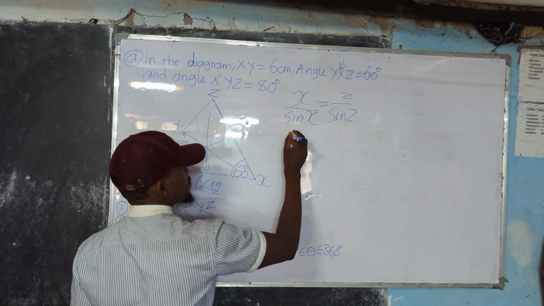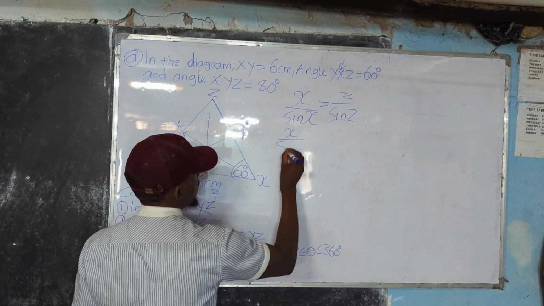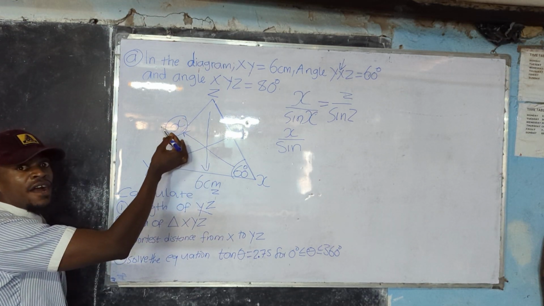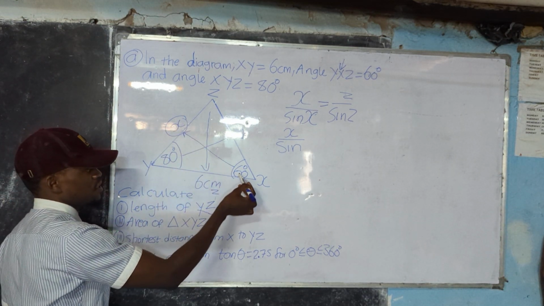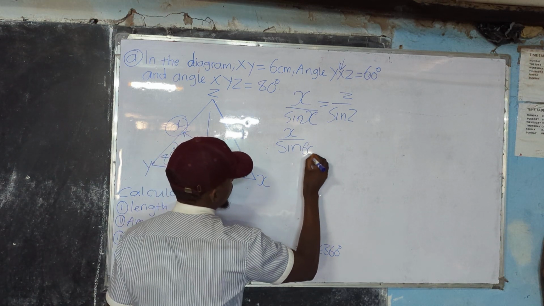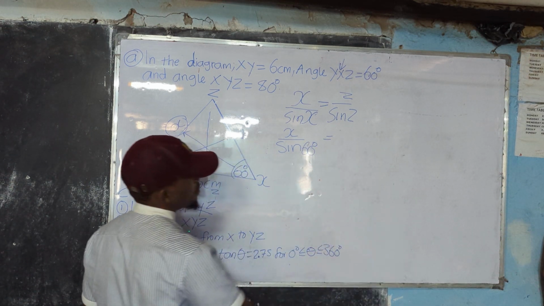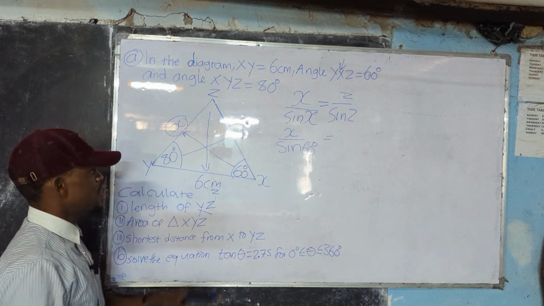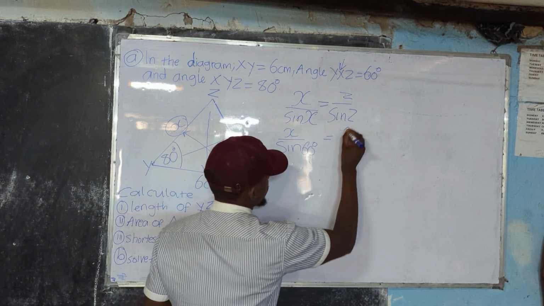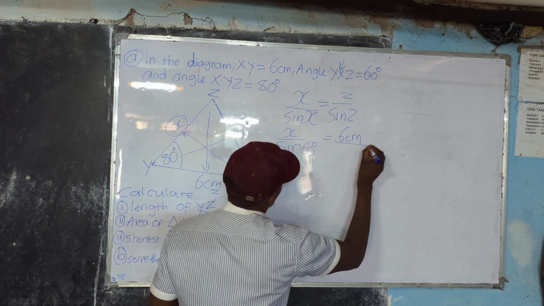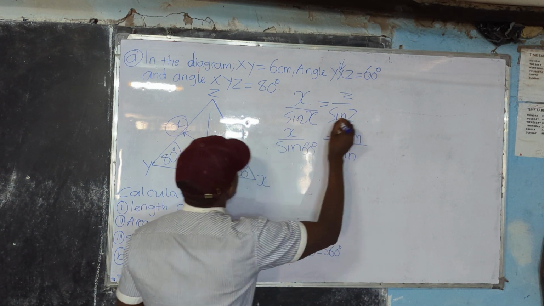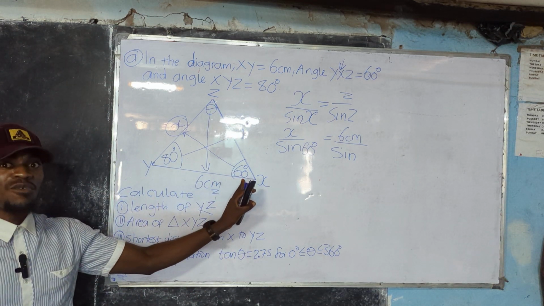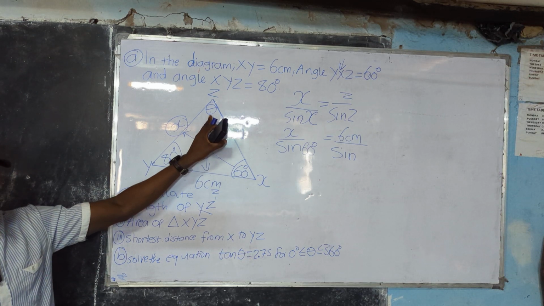So we have formed the formula according to the information that we have. For x, I'm just going to say x over sine. What is the angle corresponding to this x? The angle corresponding to this x is 60 degrees. So I'm going to say sine 60 degrees. Here we need to substitute the distance that we have, which is 6 centimeters. So I'm going to say 6 centimeters over sine. What is the angle for z? This one.